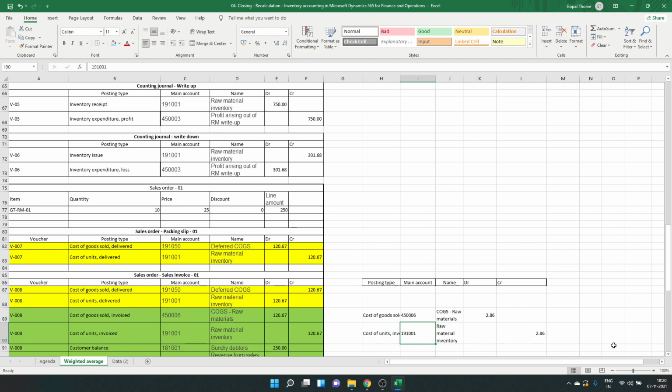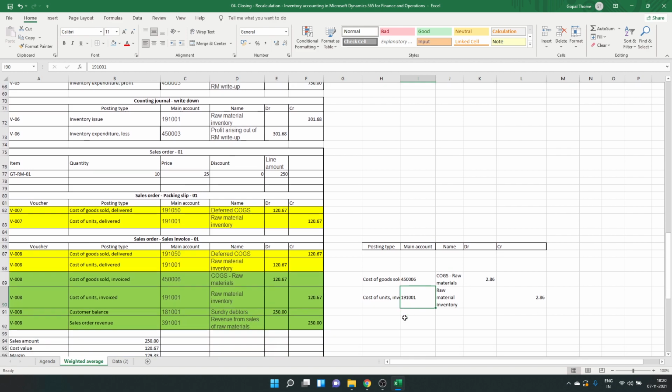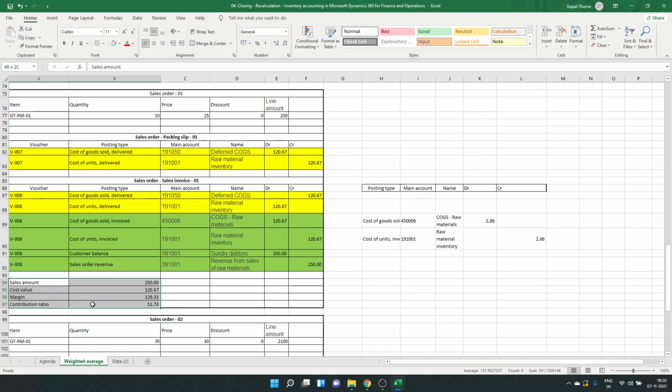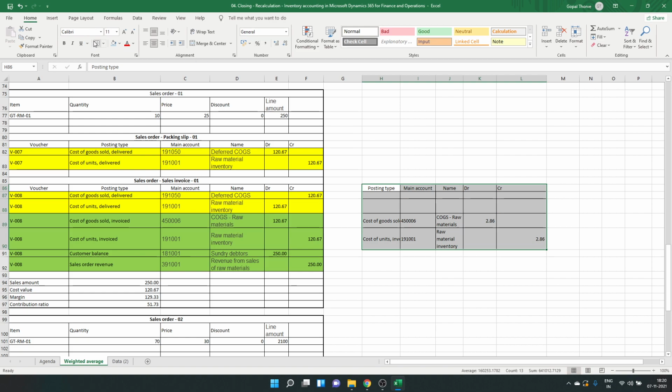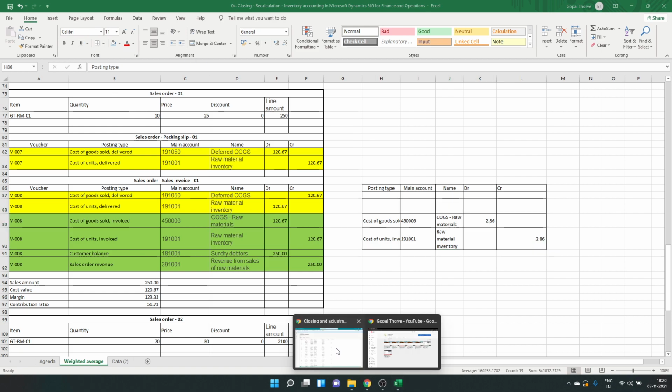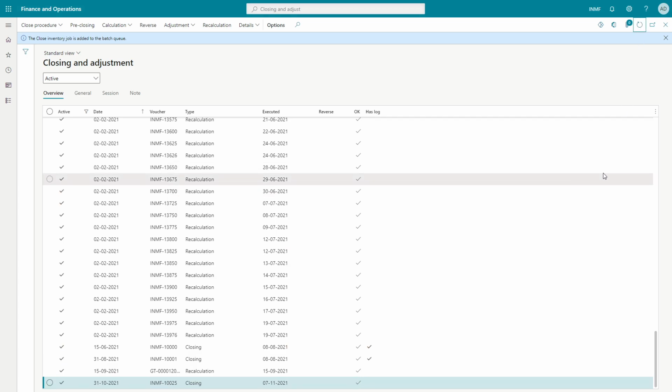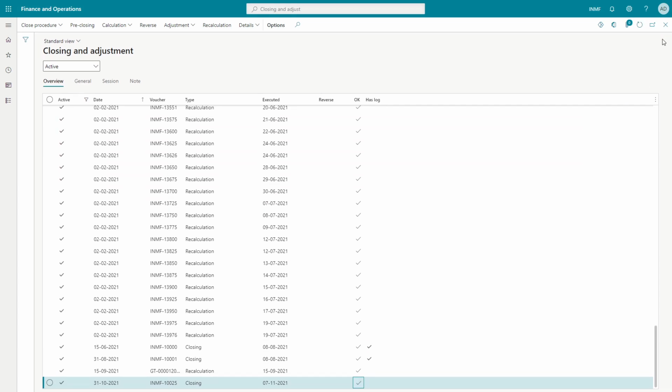Okay, and this adjustment happens with reference to the same sales inventory transactions. That's why initially at the beginning of this video I said that this cost margin calculation will change. So now this is posted. Let us see what is happening.